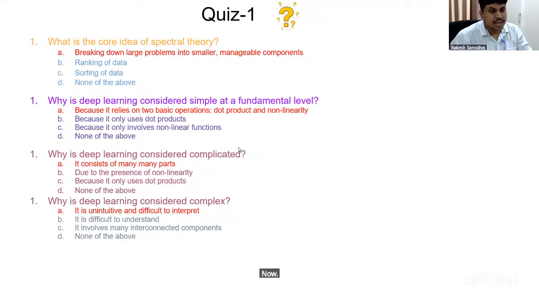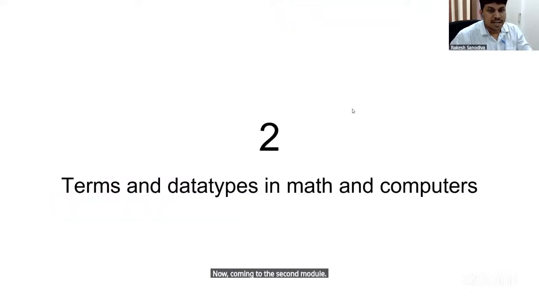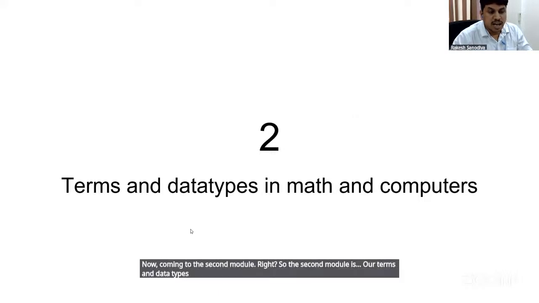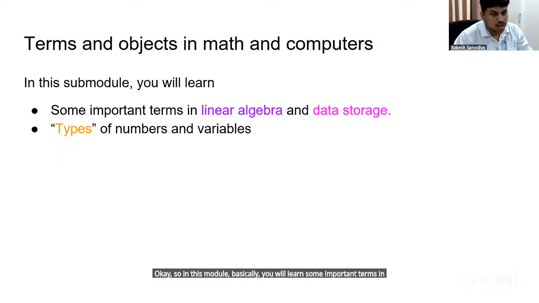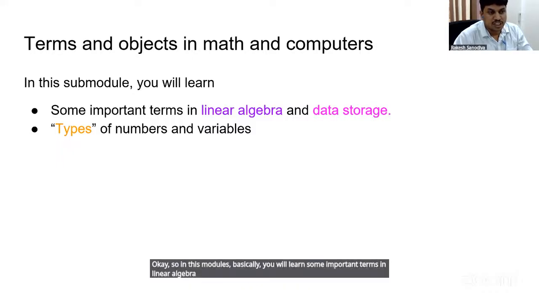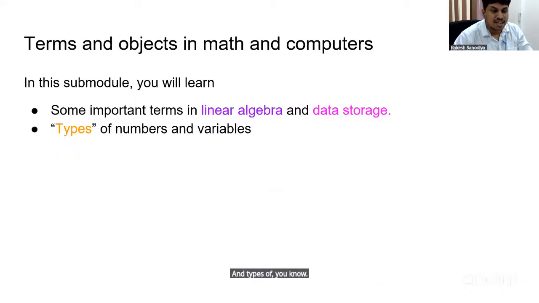Now coming to the second module. The second module is terms and data types in math and computers. In this module, you will learn some important terms in linear algebra and data storage, and types of numbers and variables.